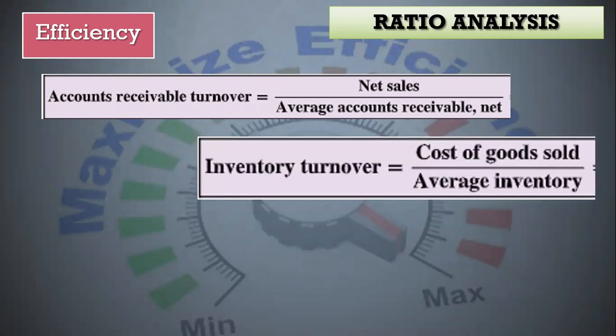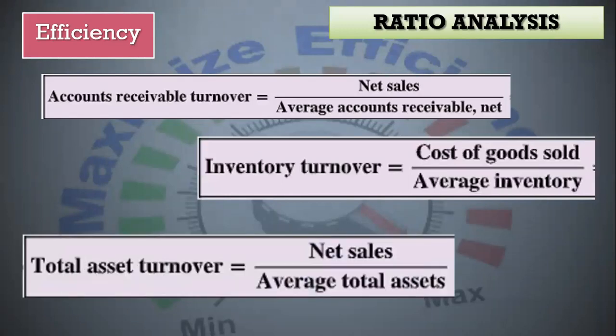So again, that's how many times customers get your credit and then pay for it. So you turn that over. Inventory turnover, we just talked about as well. That's the cost of goods sold divided by average inventory. So just like the average accounts receivable, we take the beginning inventory number plus the ending, divided by 2.